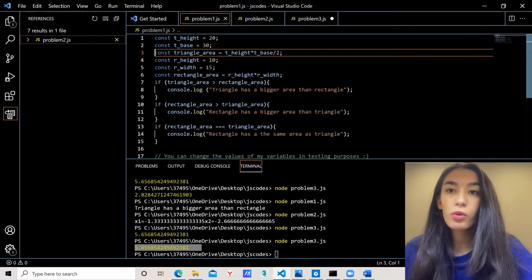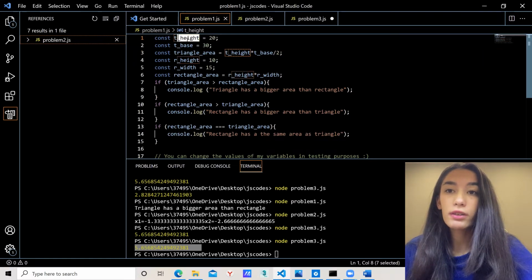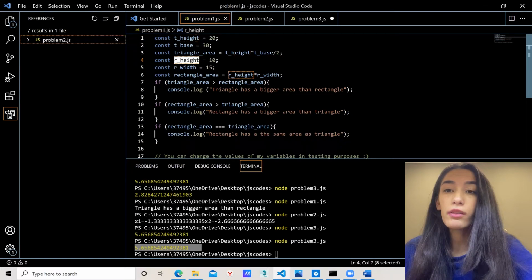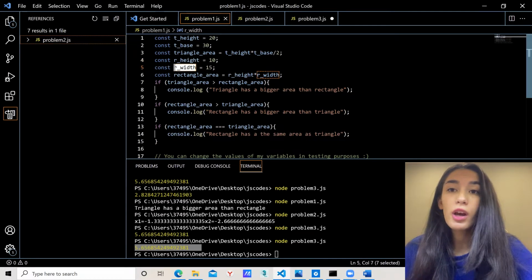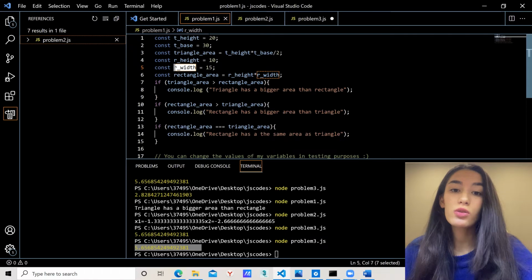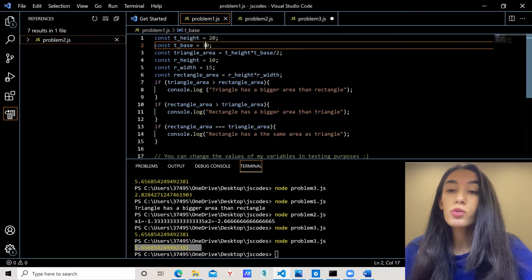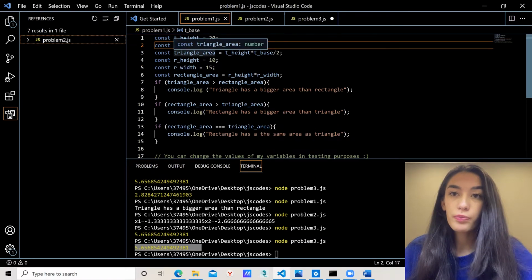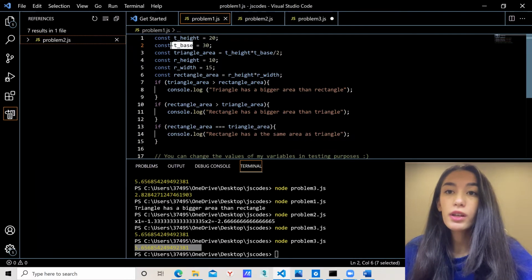Why constant? Why are we using const? Because the values of our t height, triangle height, t base, triangle base, r height, rectangle height, r width, rectangle width will not change during the process of our program. So that's why we are using constant values. Our t base will be constant and will have the value of 30.